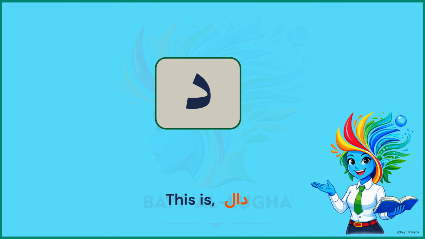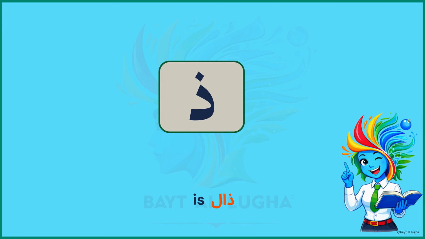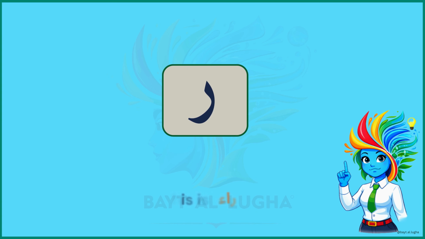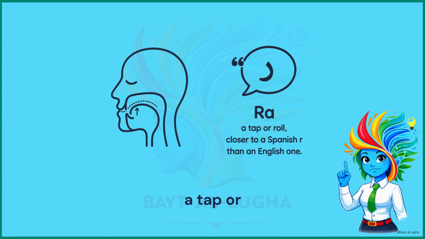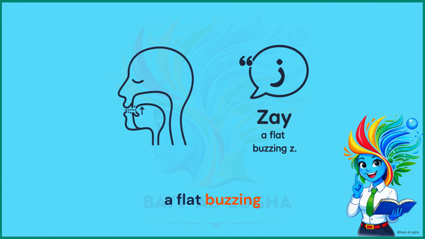This is dal, tongue tipping behind your top teeth, the same as the D in English. This is dhal, tongue between your teeth, voiced, the sound English spells with th in this. This is ra, a tap or roll, closer to the Spanish R than the English one. This is za, a flat buzzing Z, like English.